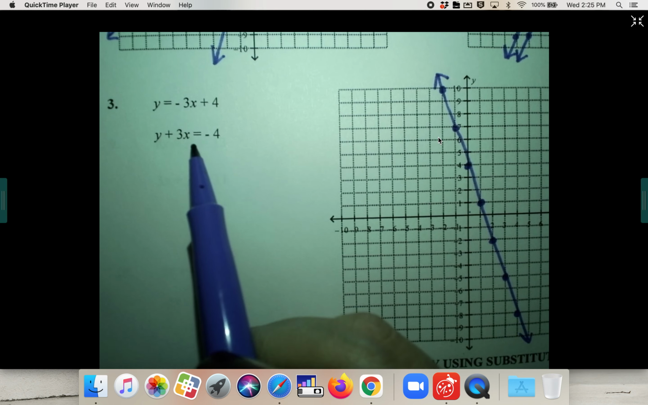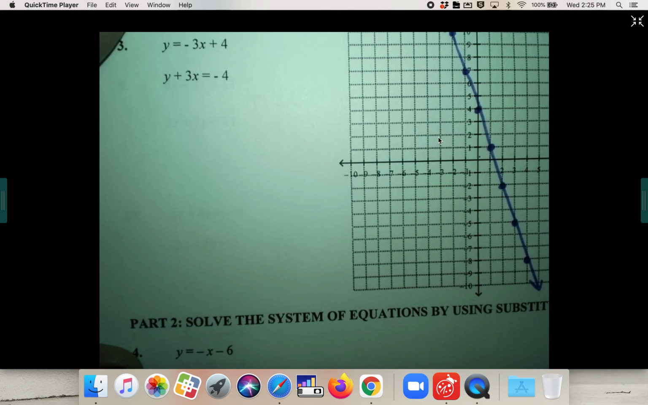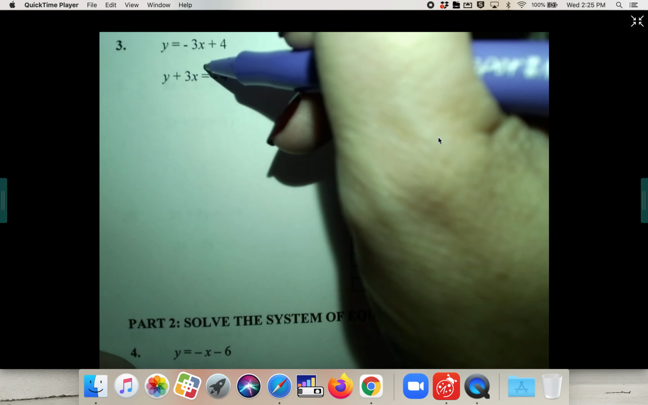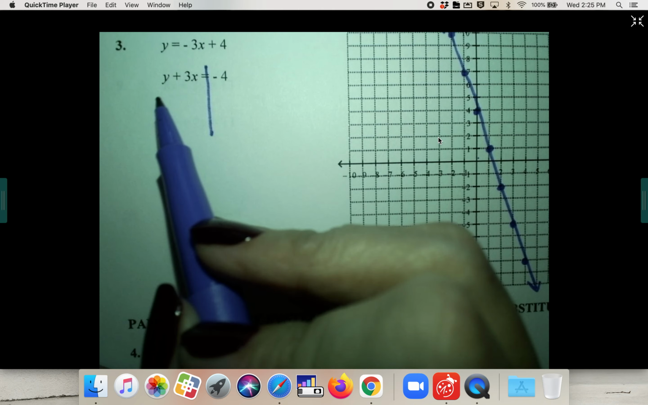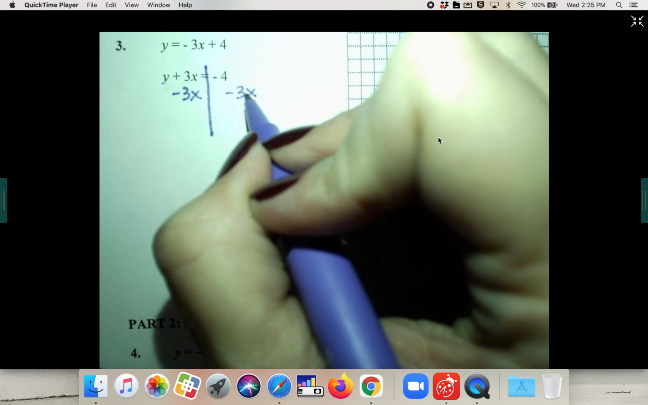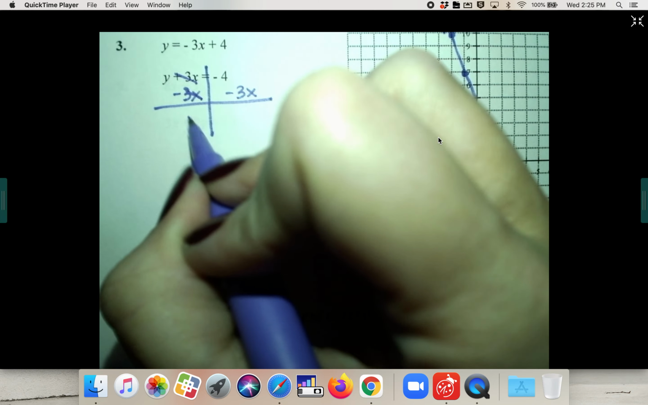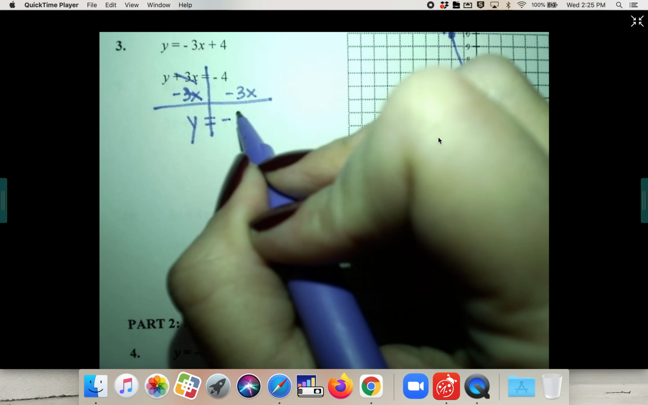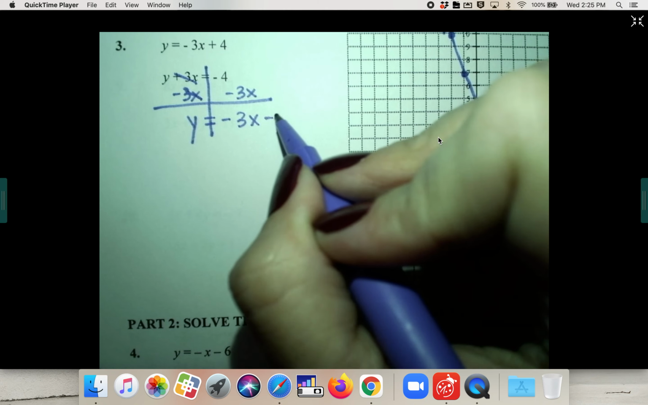That's okay. And now the problem with the second equation is it's not in slope-intercept form. So I'm going to need to do a quick rearranging to get y by itself. So I'm going to subtract 3x and move it to the other side. So now y is by itself. Y equals negative 3x minus 4.